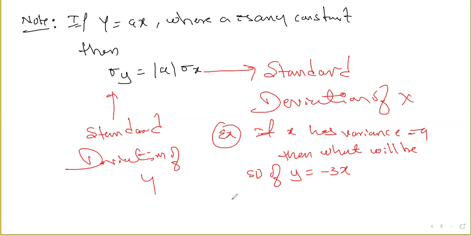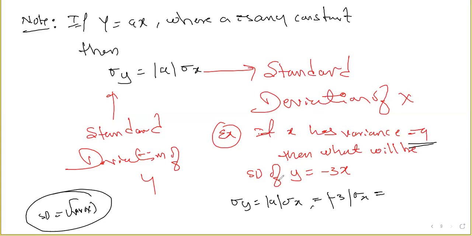So we know that standard deviation of y equal to modulus value of a into standard deviation of x. So standard deviation of y is modulus value of minus 3. Then sigma x is nothing but standard deviation of x. But here they gave variance. We know that standard deviation equals square root of variance of x. So modulus value of minus 3 will be 3, square root of 9 is also 3, so 3 into 3. Answer is 9. Like this the note will help.